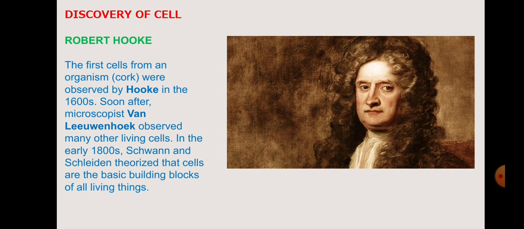Who discovered the cell for the first time? Here it is Robert Hooke. The first cells from an organism, cork, he discovered it from cork and he named it a little room, as observed by Robert Hooke. Soon after, microscopist Van Leeuwenhoek observed many other living cells. So Schwann and Schleiden theorized that cells are the basic building blocks of all living things. Without cell there is no life.